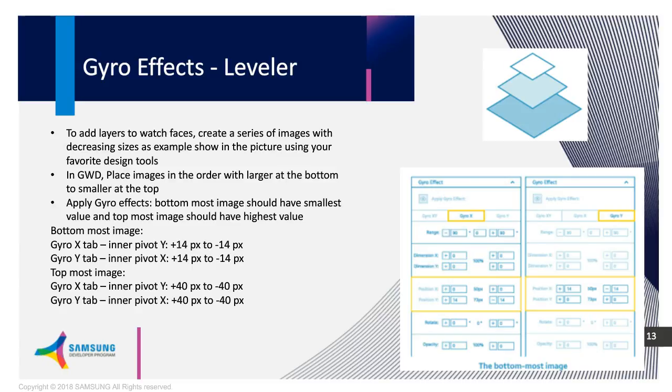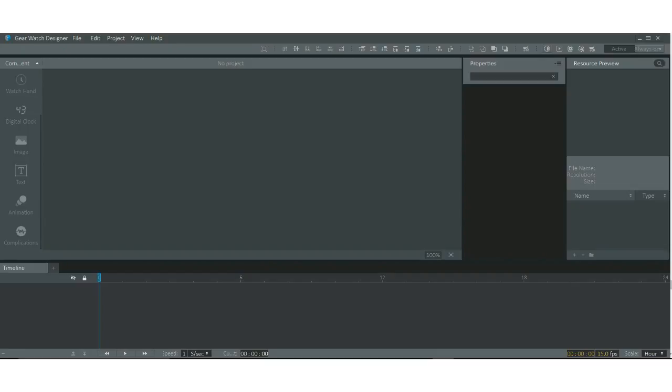The bottommost image should have the smallest value for pivot X and Y, and the topmost image should have the highest value for the pivot X and Y. So in this example, we are changing the pivot X and Y from +14 to -14, and for the topmost image, we are changing it from +40 to -40. So this will give you a leveler effect. Let's see how it looks on the actual tool.